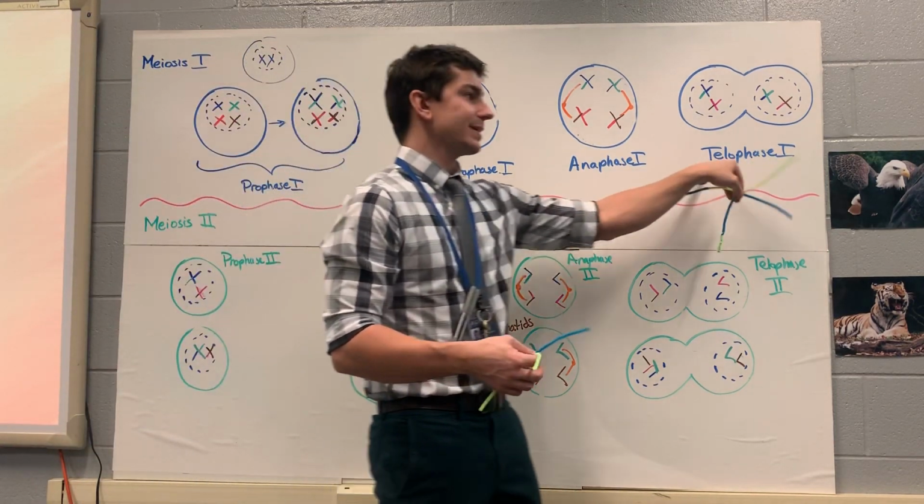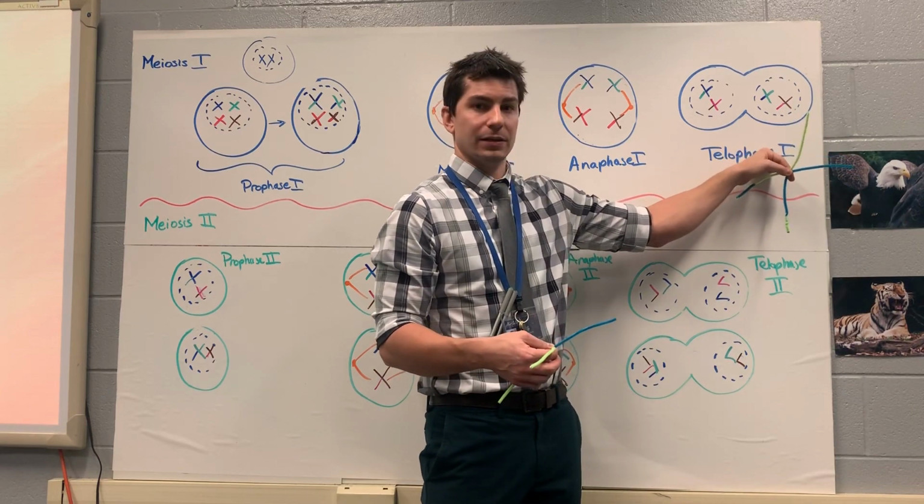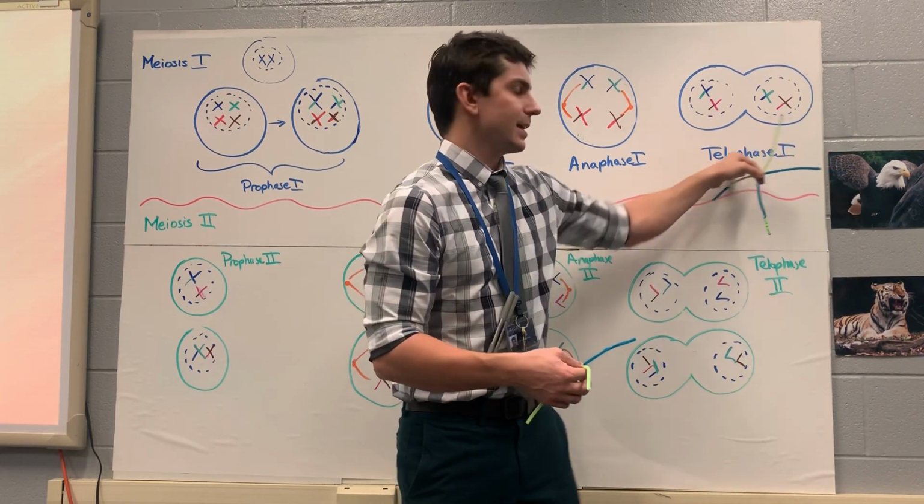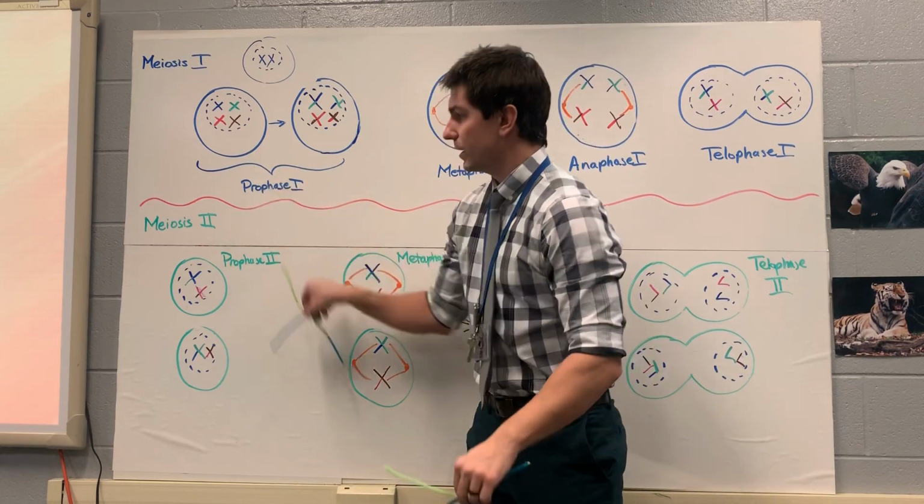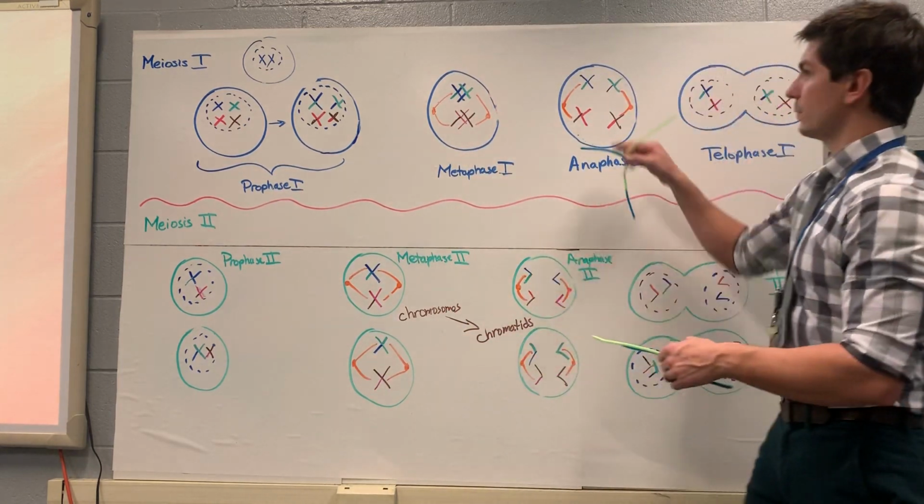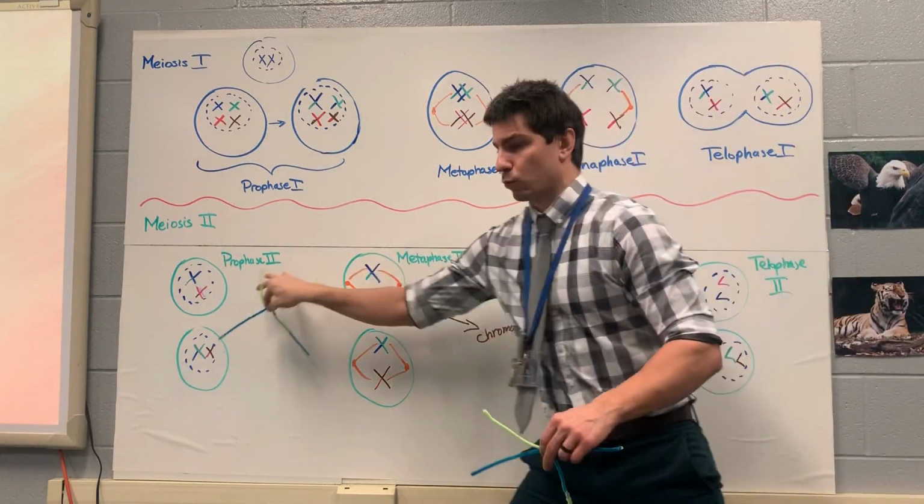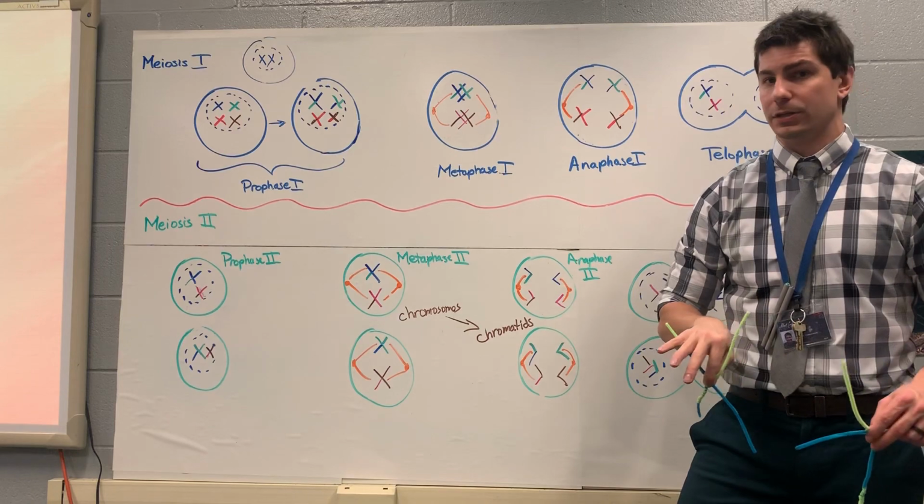What we're going to do is we're going to take these exact 2 cells from telophase 1, and we're going to take them over and put them right into meiosis 2. Interphase does not occur again between meiosis 1 and meiosis 2. We literally just transport these right into the next prophase, all right?